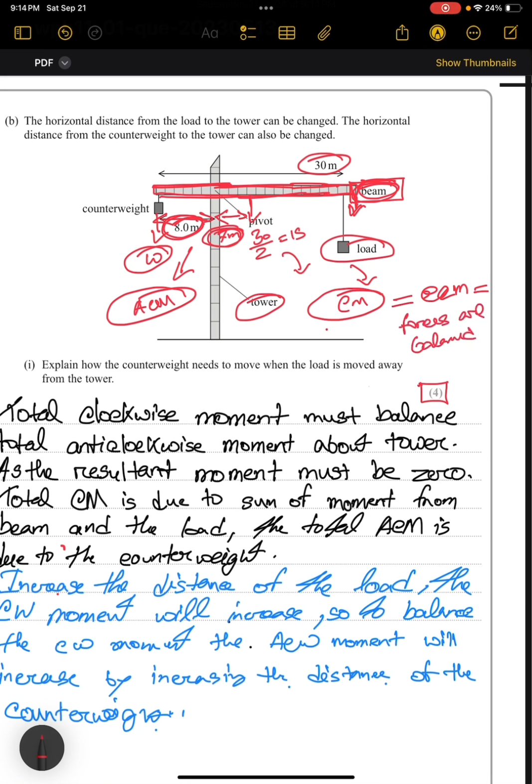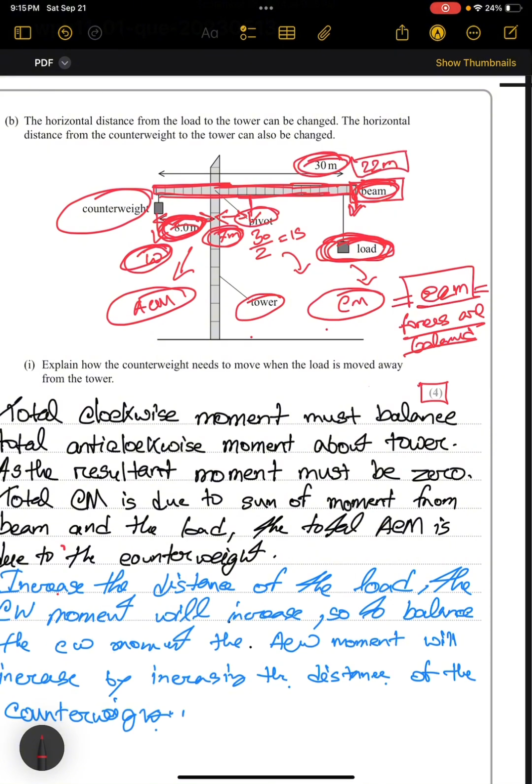We know the weight and distance of this counterweight. We know the weight and distance of this pivot. We just know the weight of the load, but we don't know up to how much distance this load can go and the force will be balanced up to that. We have to find out that distance. This is 8 meter and this is 30 meter, so overall it has 22 meter.